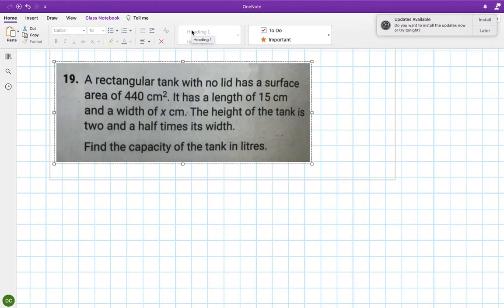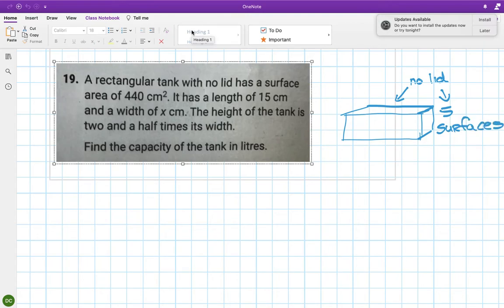Okay, a rectangular tank I need to draw. Okay, so there's my rectangular tank, and we'll make a note that it has no lid. So if it has no lid, that means there's only 5 surfaces. I'm assuming that will matter actually. Okay.